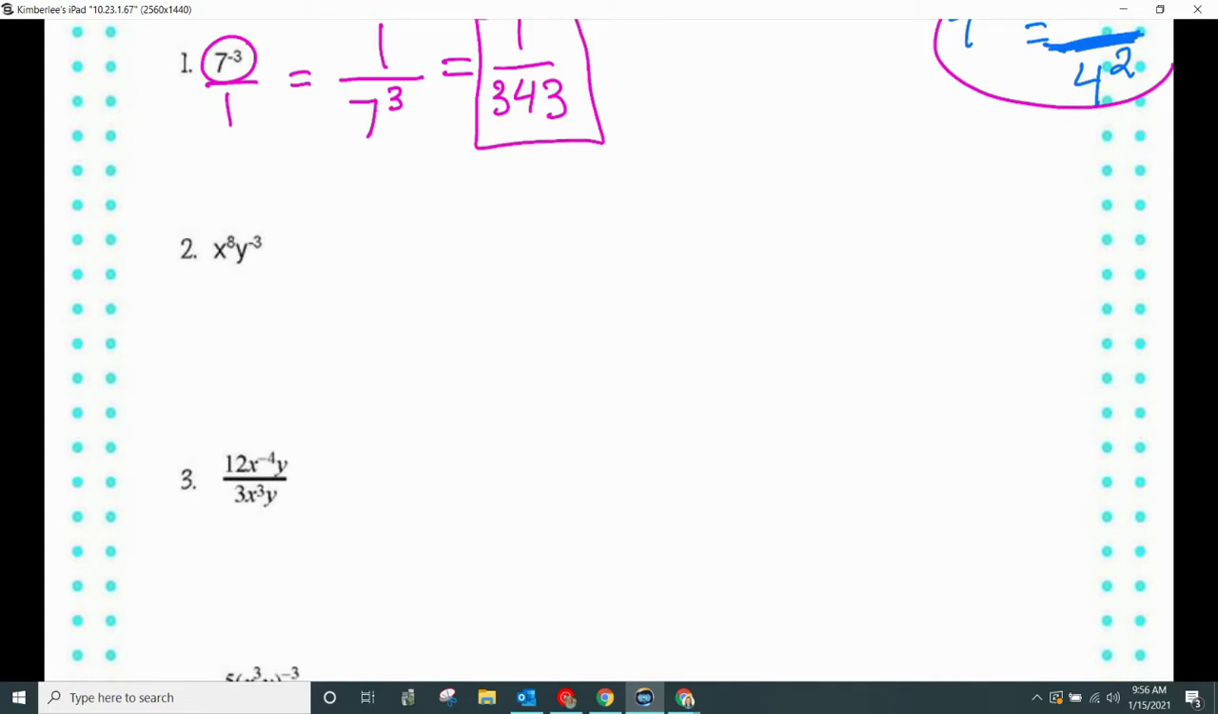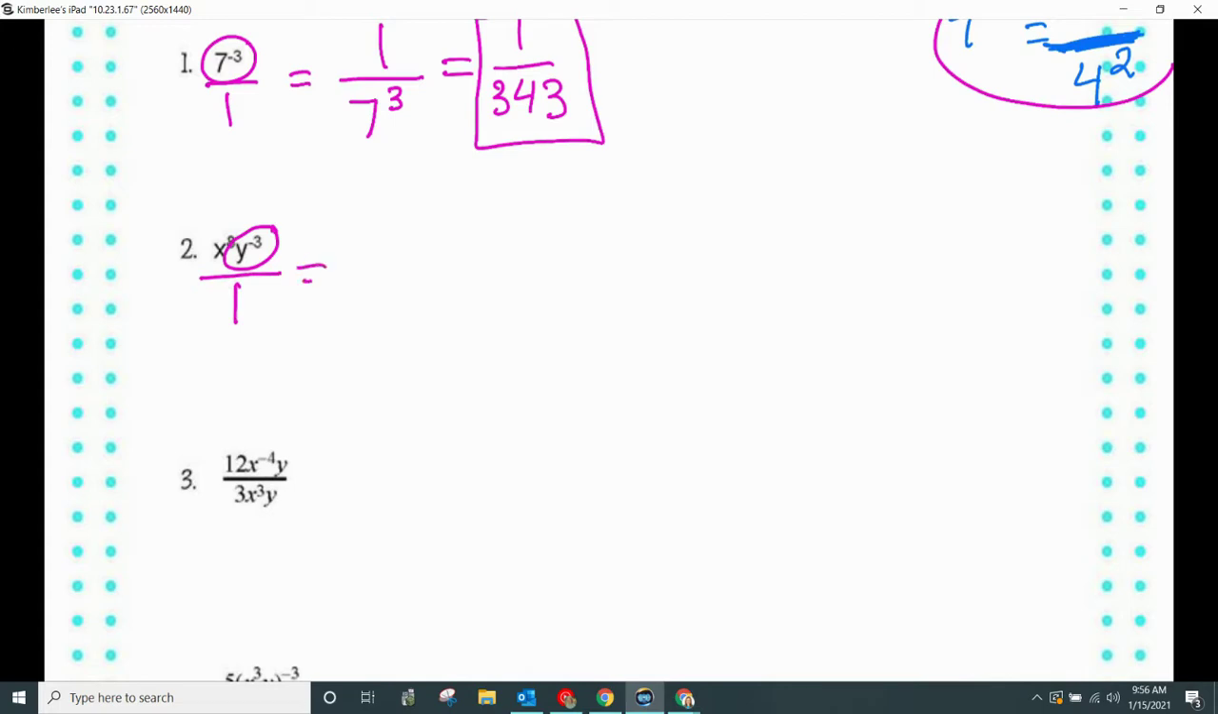Okay, so for this one, we have x to the 8th, and we have y to the negative 3. So the piece that has the negative power is the y. So that's the one I'm going to circle. And then I know I need to cross the line and change the sign. Well, I don't have a line here, so I'm going to make myself a line. I'm going to put it over 1, so now I have it as a fraction.